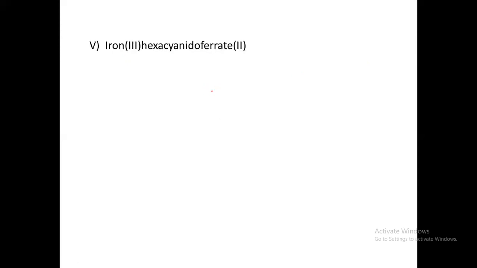Okay, now the last one, this is an important one. It's not that easy like the other examples we did. Here iron(III) hexacyanidoferrate, again ATE, right? So it's a negative complex. But here the outside counter ion is also iron, right? So the square bracket is second. The outside counter ion is iron, and the central metal is also iron. What is the ligand? Cyanide, hexacyanide.